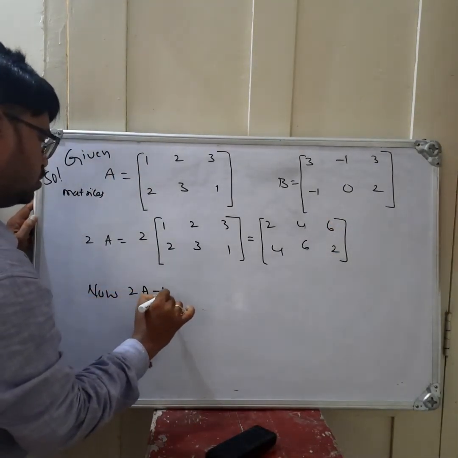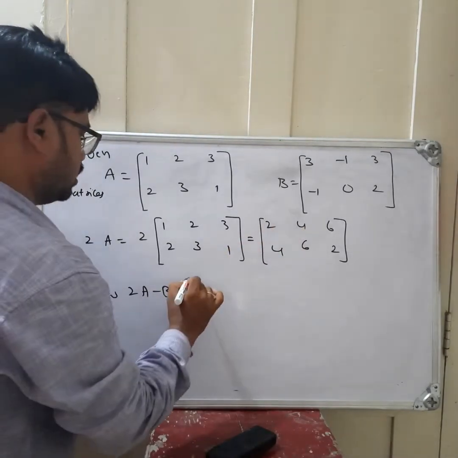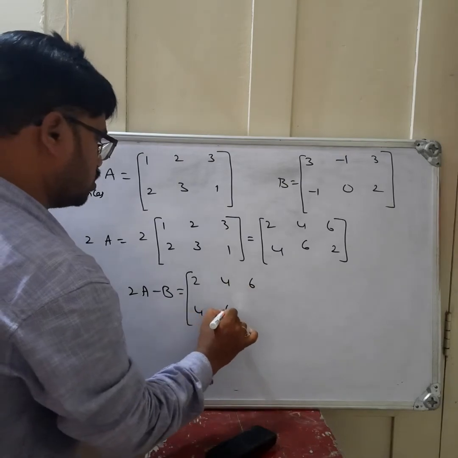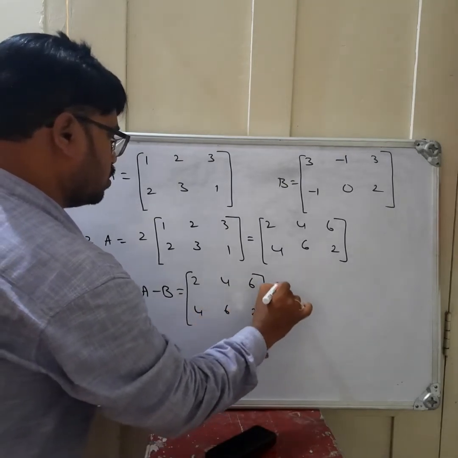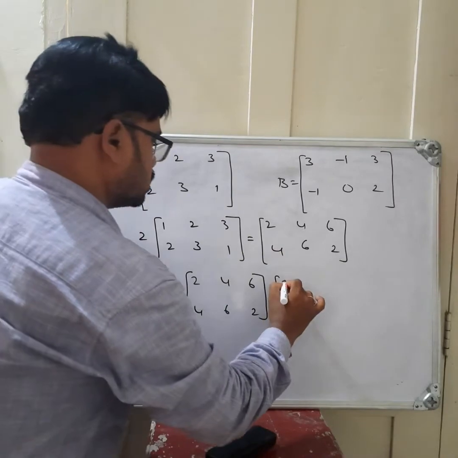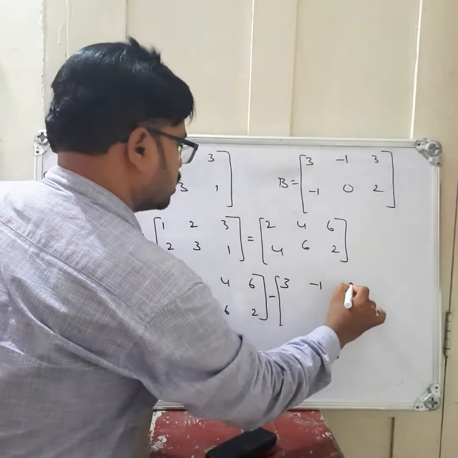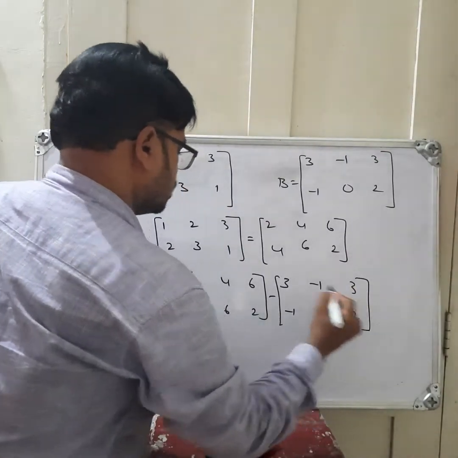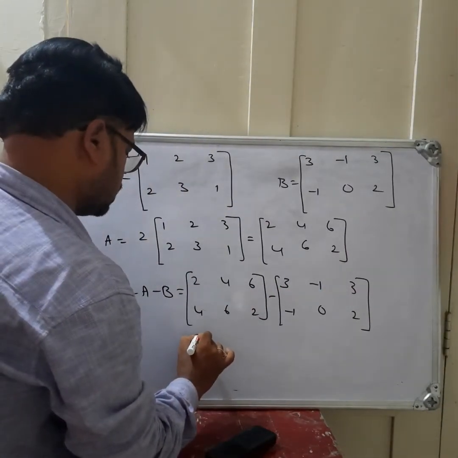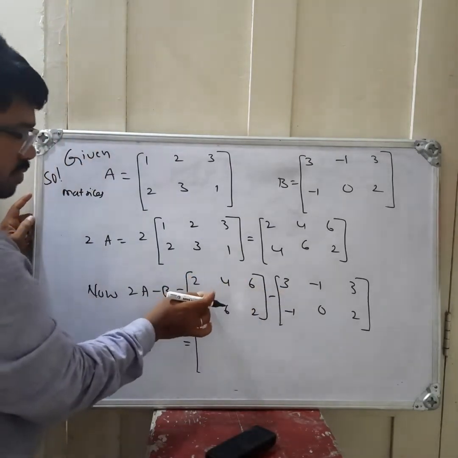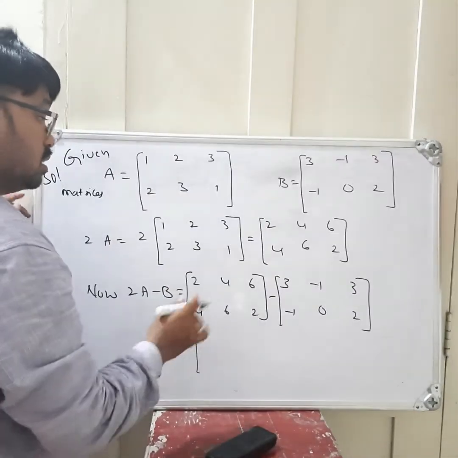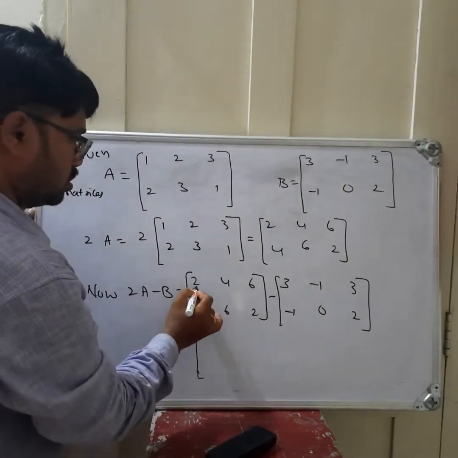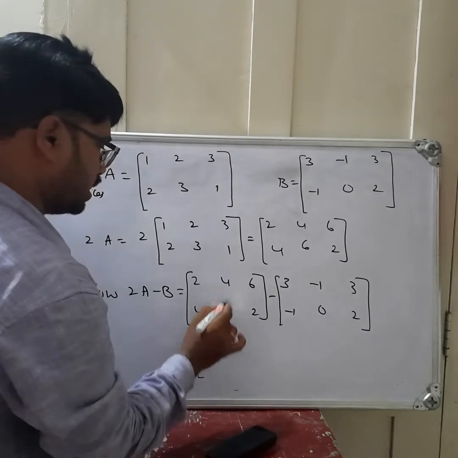Now 2A minus B equals the matrix 2, 4, 6, 4, 6, 2 minus B, which is 3, -1, 3, -1, 0, 2. This is the difference of these two matrices, so the difference is done between the corresponding elements in the respective row and column of these two matrices. Now 2 minus 3, the value is -1.